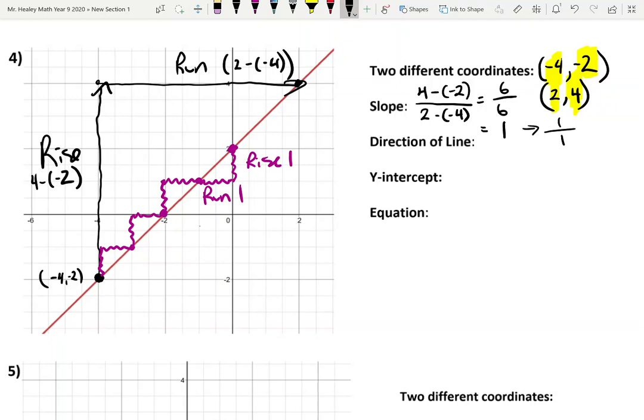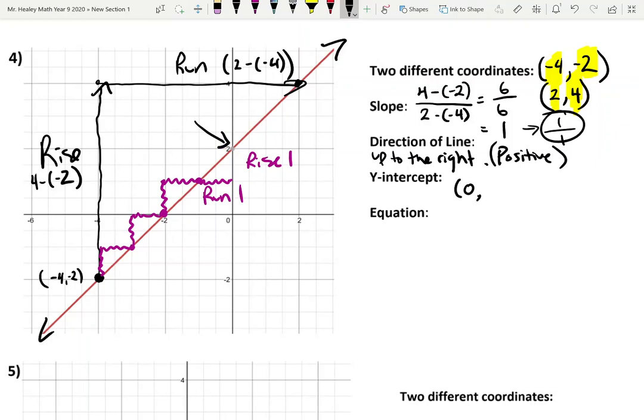The direction of our line, as you see, is up to the right. That means the slope is positive. We see that from our slope. Our y-intercept is here. X is always 0. Y here is 2. Put this all together: y equals x plus 2.